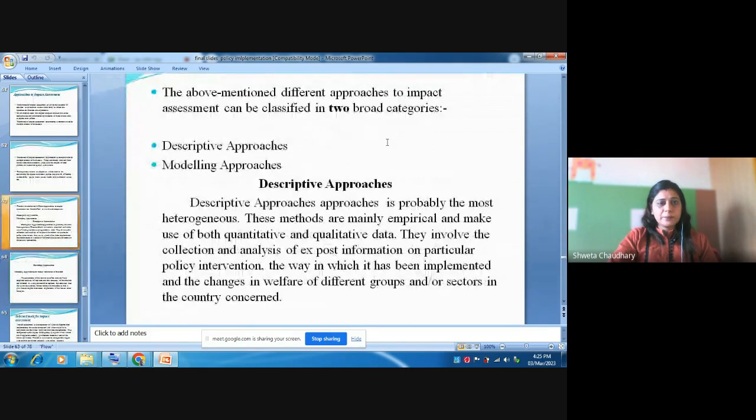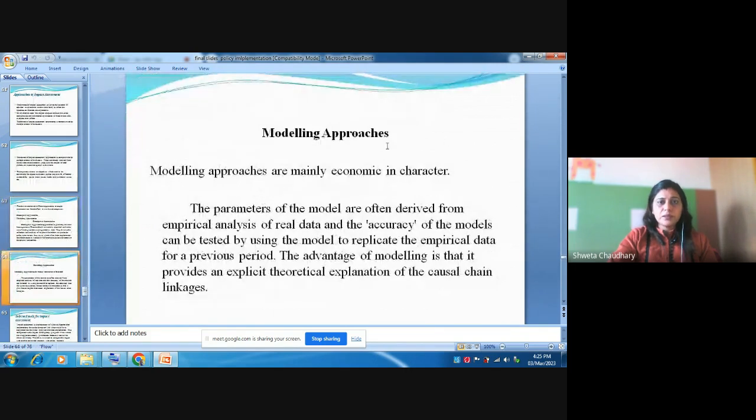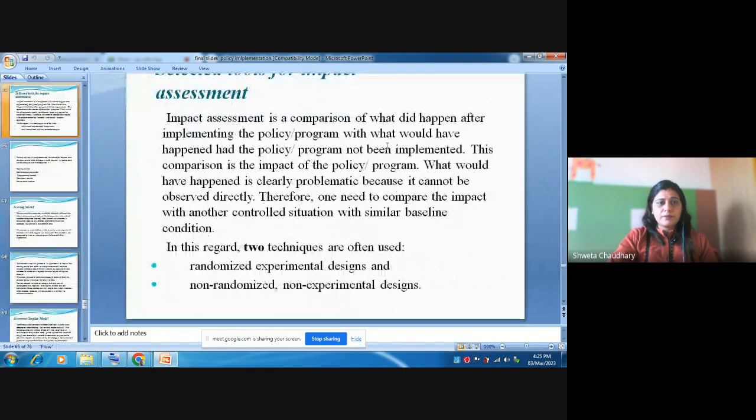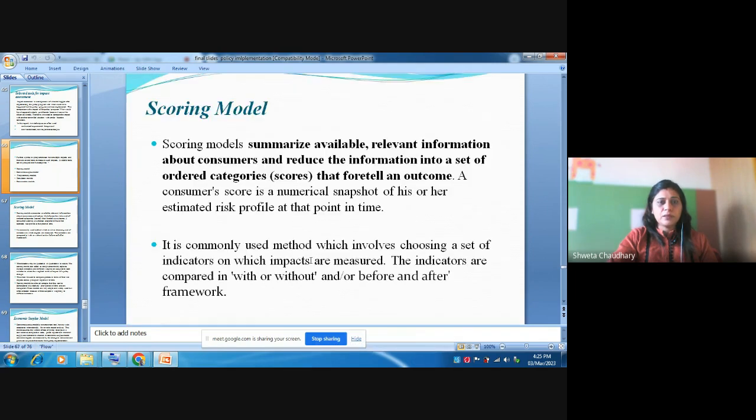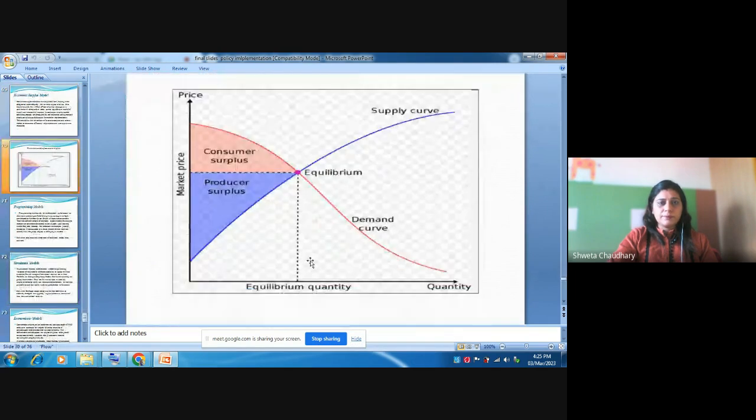Then there are descriptive and modeling approaches. In modeling approaches, we have studied about different models like scoring model, economic surplus model, programming model, simulation model, and econometric. Among these, the choice depends upon the data which you have. See, the availability of data determines the choice of the model.